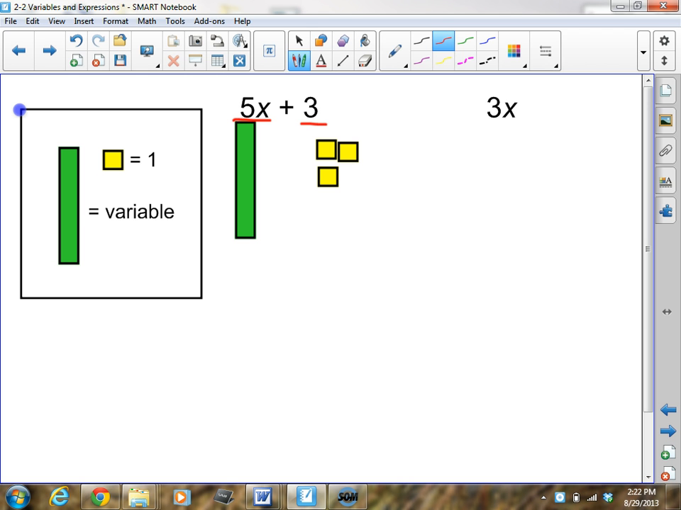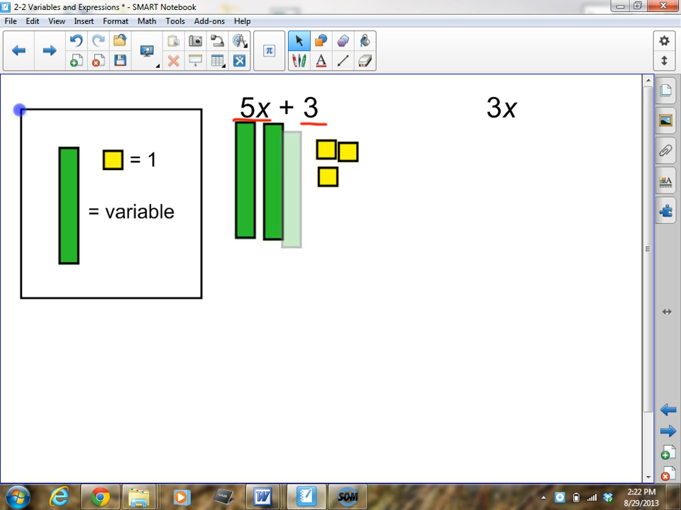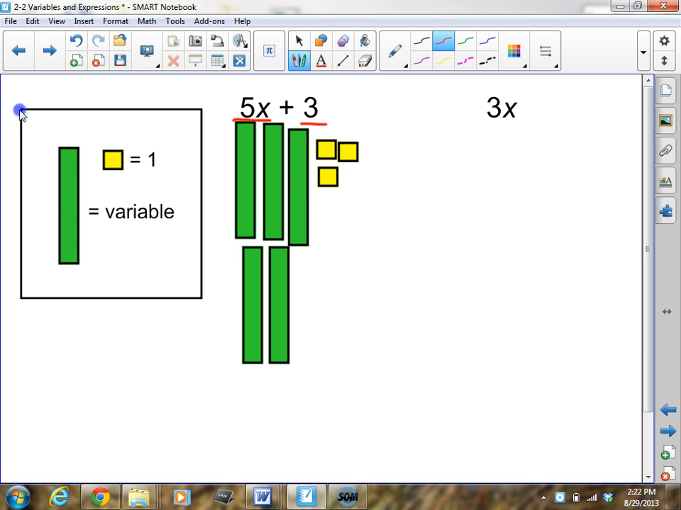Now I'm going to have 5 variables. So it's going to be 1, 2, 3, 4, 5. I have 5 variables plus 3 numbers, or 3 ones in this case. Okay? So this is a way to show algebraic expressions.